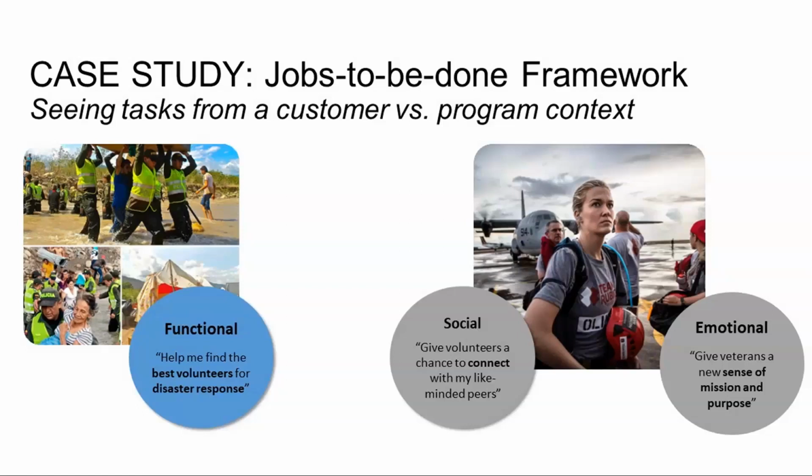The functional need here is, hey, let's find the best volunteers for people who have been displaced by disaster. The social and emotional requirements here are, let's also give volunteers a chance to connect with their peers and give veterans, a key segment within our volunteer population, a sense of mission and purpose. Thinking about your customers, and you may have more than one customer group, helps you define and prioritize and deeply understand and build empathy, because true transformation and sustainability of business outcomes, or any outcome, really depends on the empathy and understanding you have for your customers.